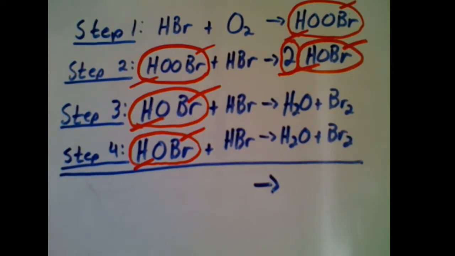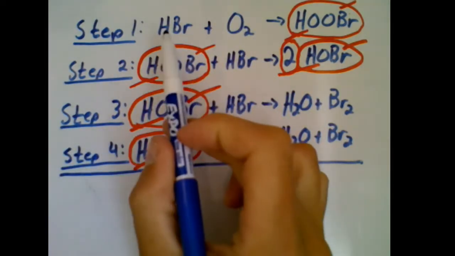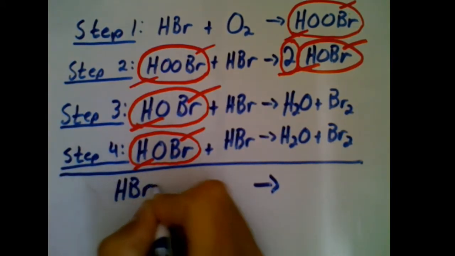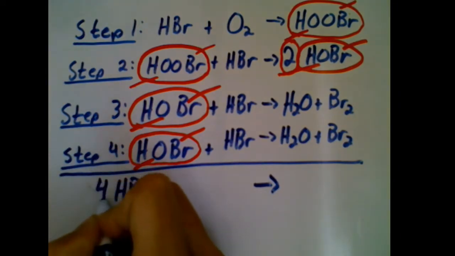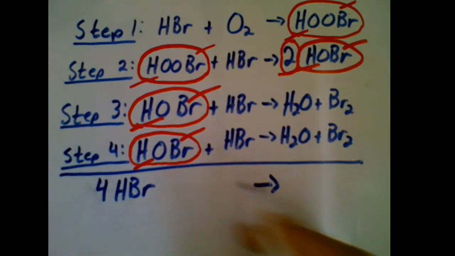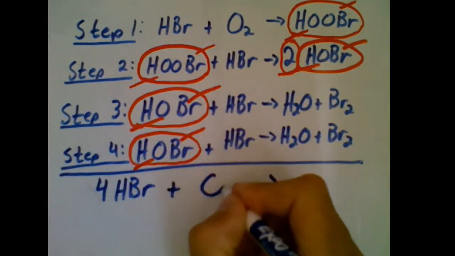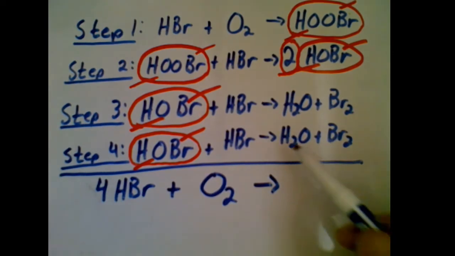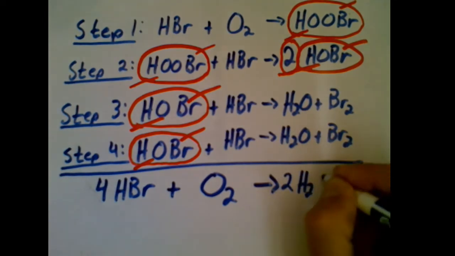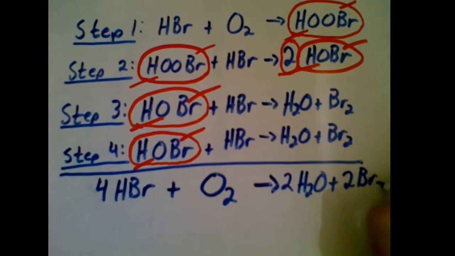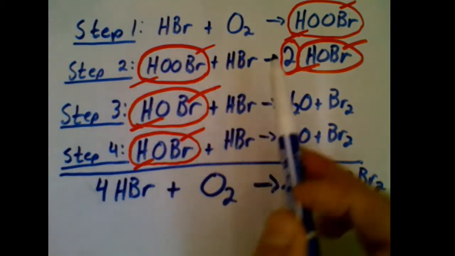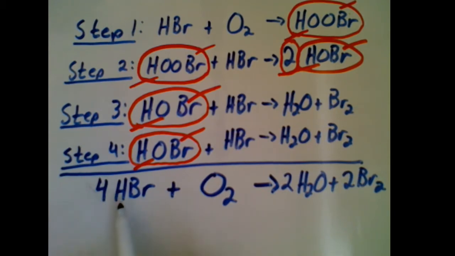What would be included is everything that's left. So if we take a look at what we have on this side, we have HBr, but we actually have 4 of them. So we add a coefficient of 4 to show that there's 4 HBr. We also have 1 O2, so that's also going to be included in our equation. And on the other side of the equation, we have 2 H2Os, and we have 2 Br2s. Now, not only does this include everything from up here, as well as having those substances canceled out, it should actually be balanced. We have 4 H's, 4 H's, 4 Br's, 4 Br's, 2 O's, 2 O's. So our overall reaction is actually balanced.